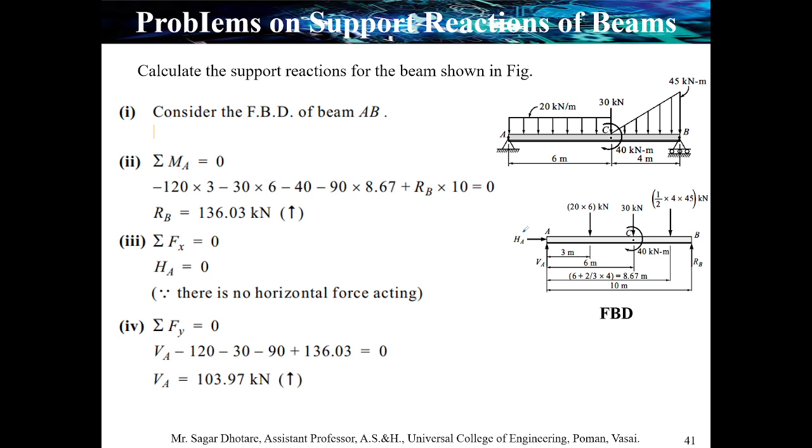RB in a positive direction, which we have calculated previously, that is 136.03 kilonewton. So by adding all and solving this equation, you get the vertical component at point A is equal to 103.97 kilonewton, as it is positive, so it is in an upward direction.